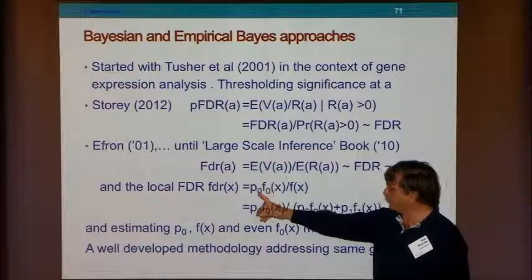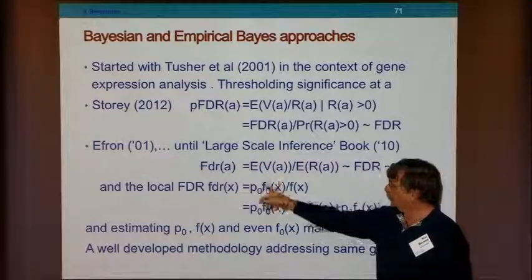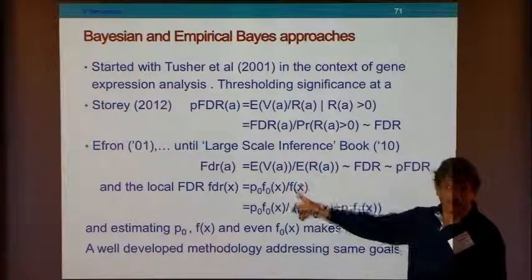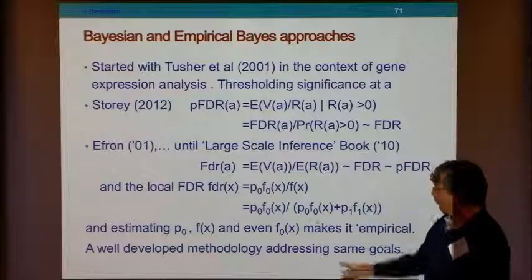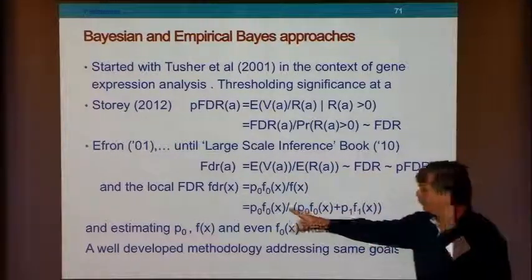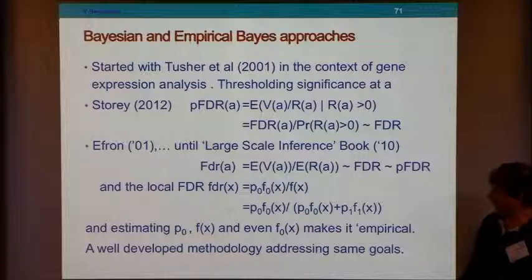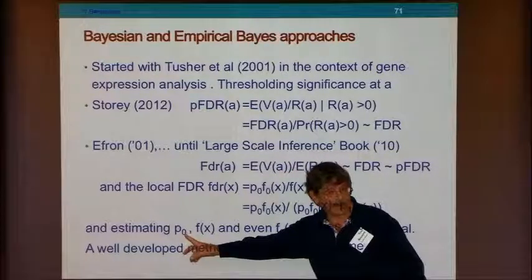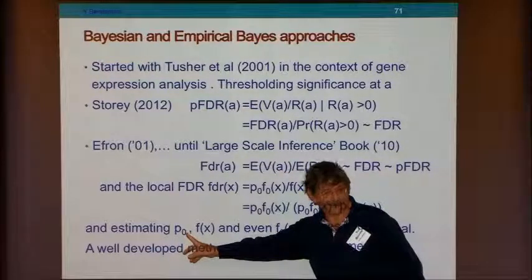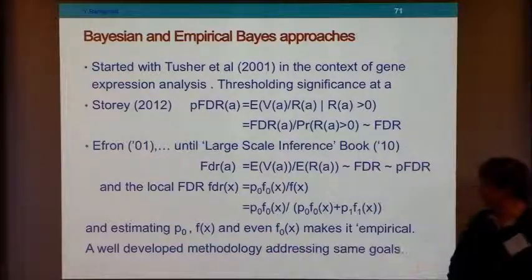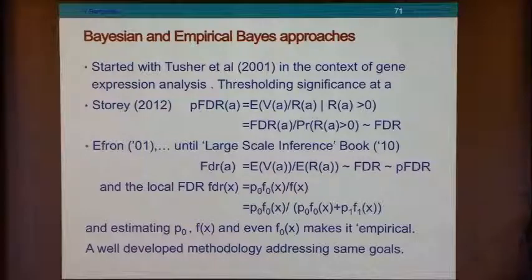This is P naught, which is the proportion of the null hypothesis, times the density under the null, divided by the density of the distribution that you have. It's P naught F naught of X plus P1 F1 of X, so you have really the Bayes factor. And the empirical Bayes in it is estimating P naught, that is the adaptive methods we use. These are the empirical part here. And in later work, even F naught was estimated to make it empirical.